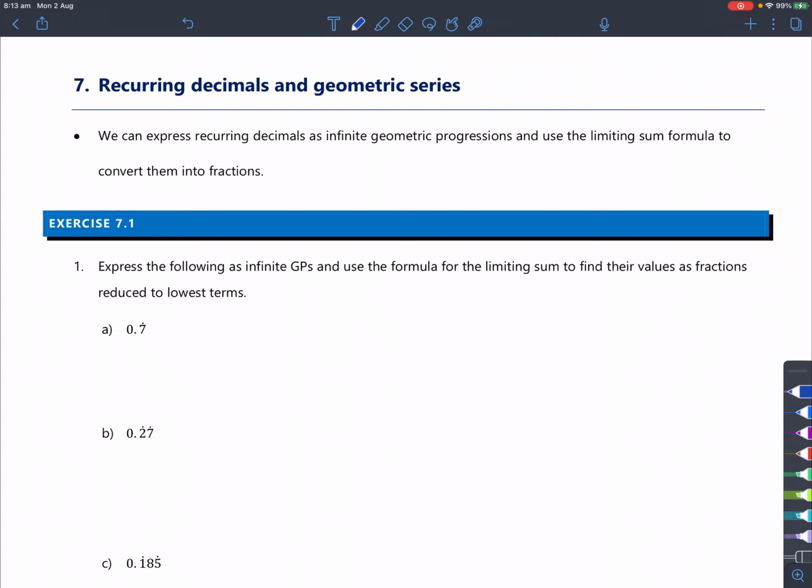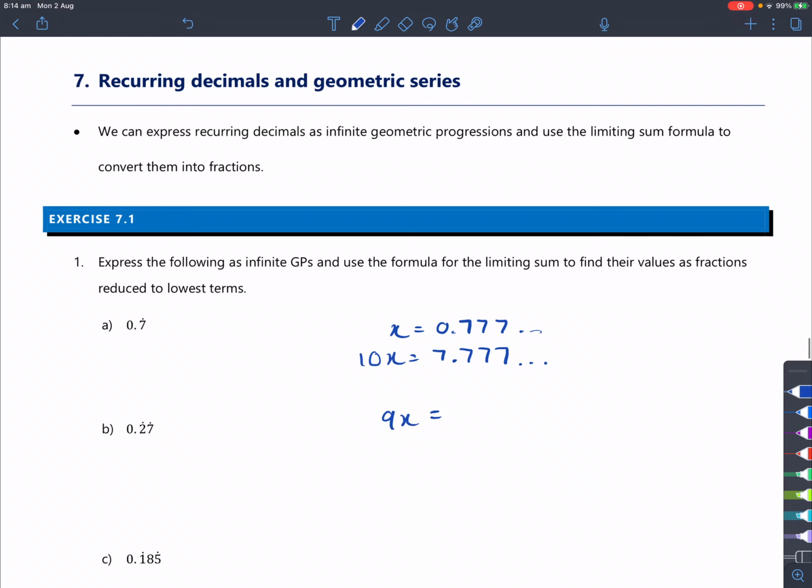So, you might have learned how to do this a different way in the past, where you might have let x equal 0.7 recurring, and you don't write this down by the way. You might have done this before, and then you times it by 10, so that becomes 7.777, and then you would do the bottom minus the top equation, so that gives you 9x equals, this minus that will cancel, and that will be 7 minus 0 now, which is 7. So x equals 7/9. Okay, so you might have done that once before with me.